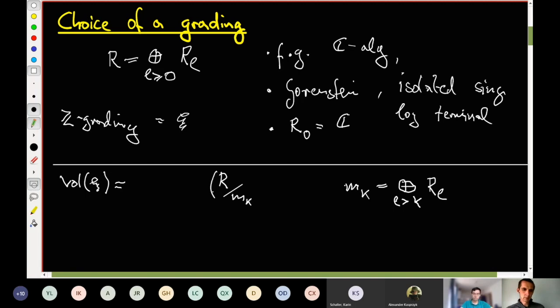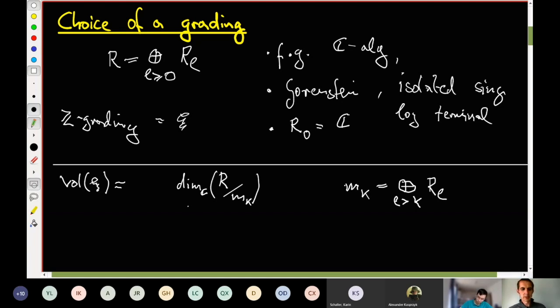And I mean, first of all, this is a module over our ring, but because our ring is a C-algebra, it's also a vector space. And we are interested in the vector space dimension of this quotient. If you look at the definition of the ideal, you see that as we increase k, the ideal becomes smaller and smaller, and therefore the dimension of the quotient gets larger and larger, and actually it tends to infinity.